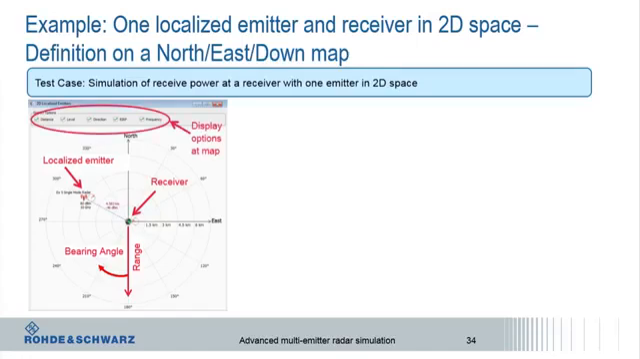At the top, you have display options at the map. Those allow you to select what information you want to see on the map. You have choice to select, for example, the level, the ERP, or the carrier frequency if you need. If you don't need this information, you don't need to display.